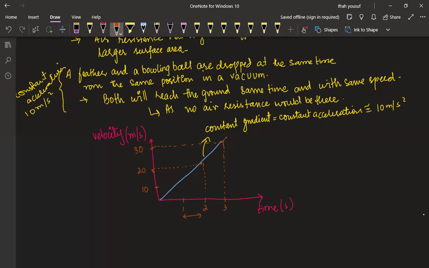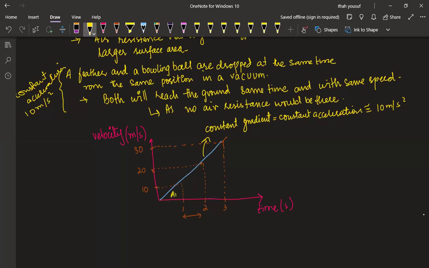So now, if I ask you to find out the distance, how much distance the body has traveled or covered, are you able to find out? Yes, sure. Total distance. Okay, so you have to find the area under the region. Good. It's a triangle, so you have to do half times base times height.